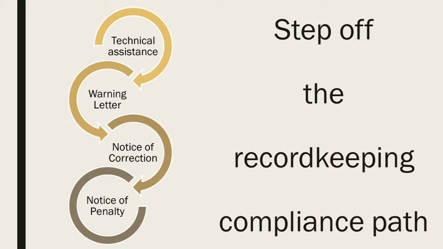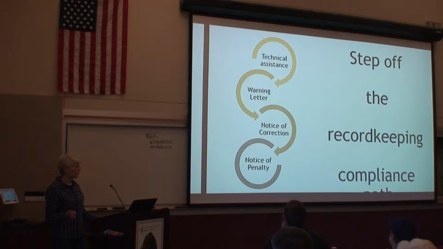Regarding the compliance path associated with record keeping, it's the same as if you had a discharge to waters of the state. We follow the same type of path. We start with technical assistance. If we can't help you correct that record keeping issue with technical assistance, we can move to a warning letter, then to a notice of correction, and actually to a notice of penalty. Same type of path that we follow when we're talking about discharges to waters of the state. So you can hop off that record keeping compliance path anytime simply by talking with one of us and making sure that we can help you get back on track with required records.